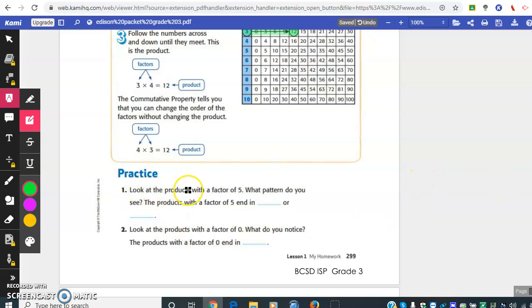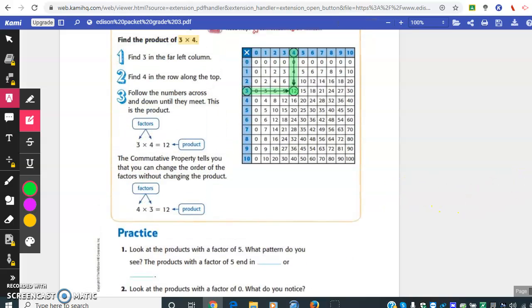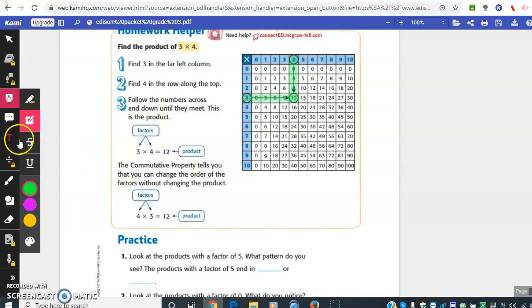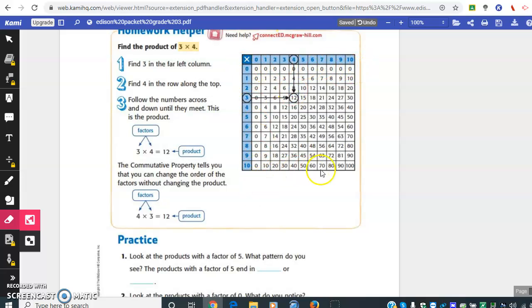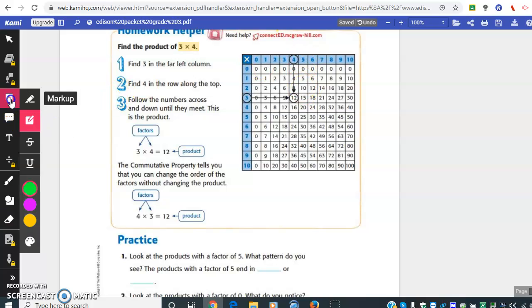They say to look at the products with a factor of 5. What pattern do you see? The products with a factor of 5 end in blank or blank. All right. Remember the section that I highlighted purple? Those were my products. So everything in here, this white section, these are all of my products. And I want to find the products with a factor of 5, which means I want to find only the products in the 5's row and 5's column. And I'll go ahead and highlight green. So I'm only going to the products where the factors are 5, like this.